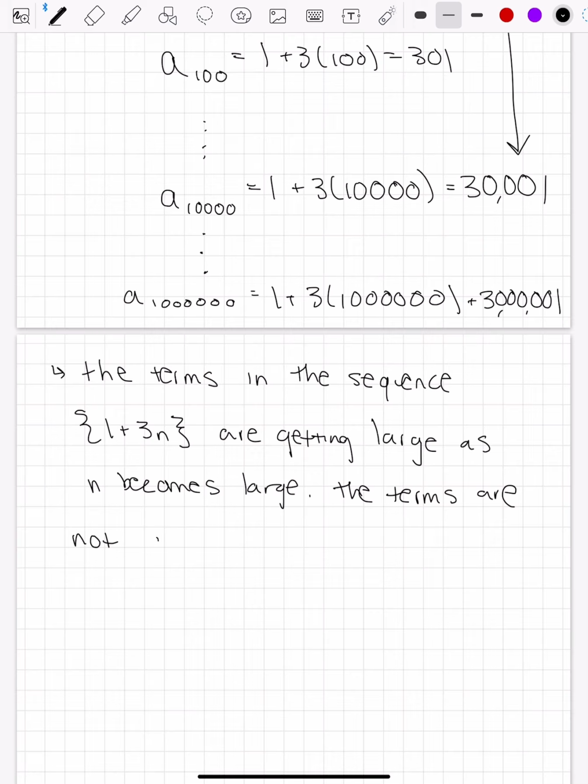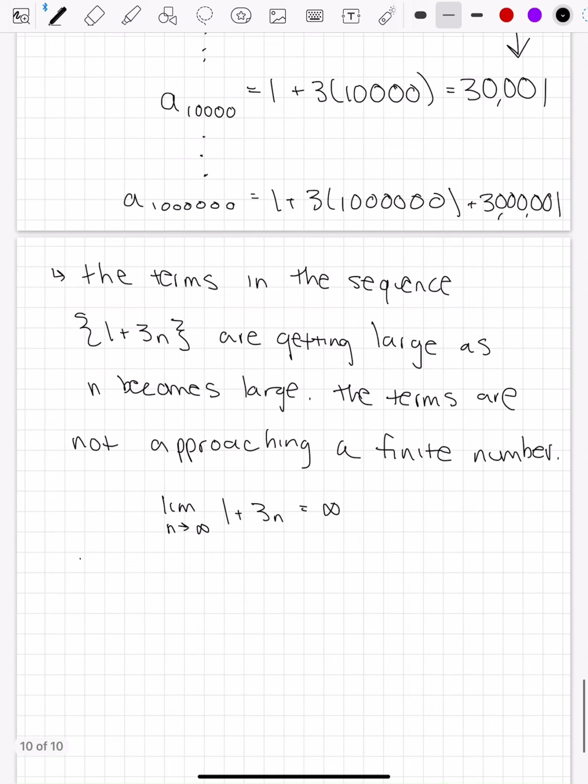So the terms are not approaching a finite number. These are obviously going off to infinity because it's just going to keep getting bigger and bigger. If it's a billion, a trillion, the terms are not approaching a finite number. So the limit, as n approaches infinity, of 1 plus 3n is actually infinity. And so this sequence here is a divergent sequence.